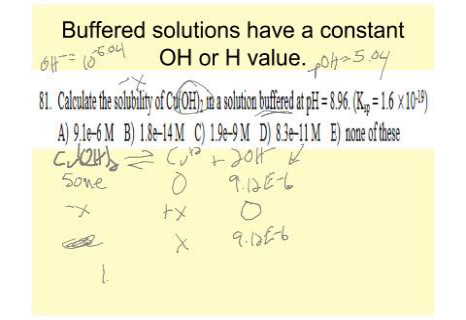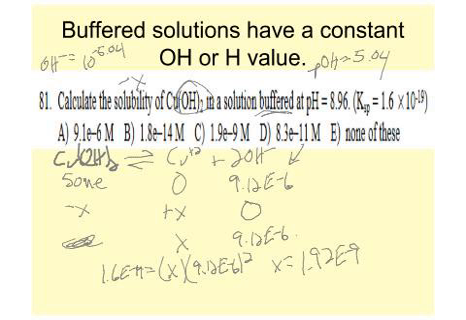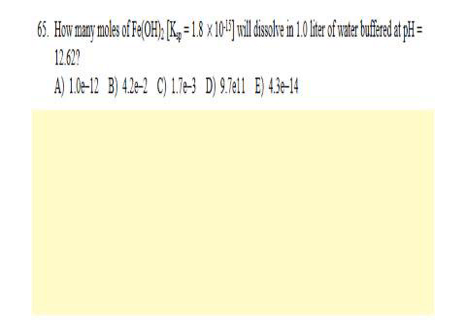So my Ksp expression is 1.6 e negative 19 equals x times 9.12 e negative 6 squared. So x equals, and that's going to be my molar solubility, so whatever that answer is, 1.6 e negative 19 divided by 9.12 e negative 6 squared is 1.92 e negative 9 molar. And there you go. We did that one in class, but it's good duty. Shouldn't have given it to you in class, but that's all right.